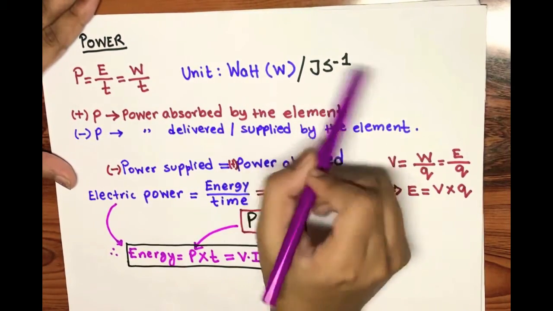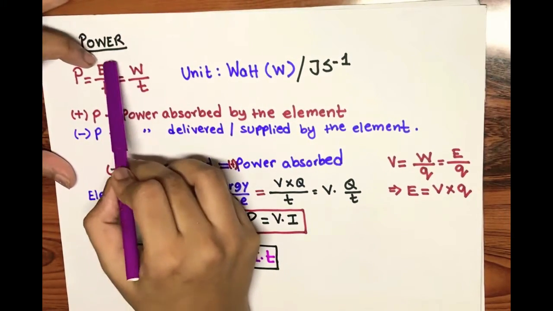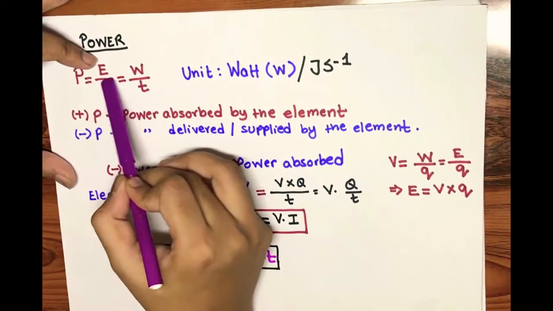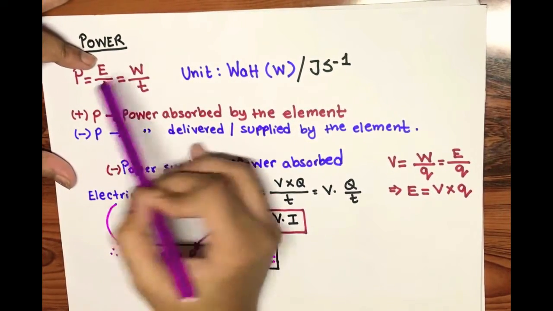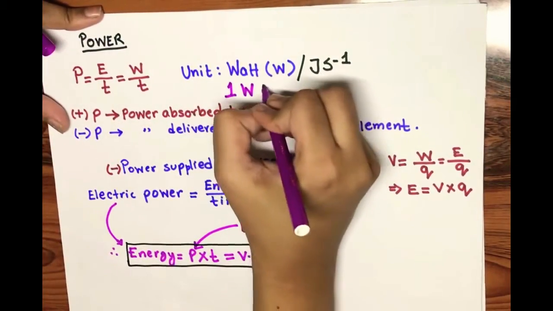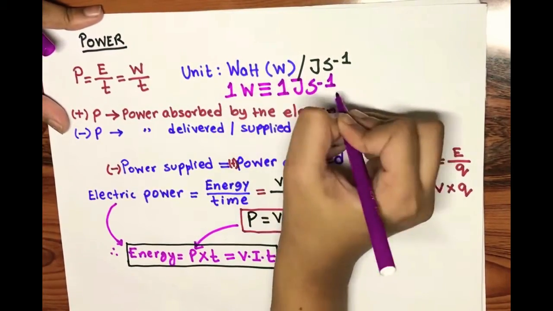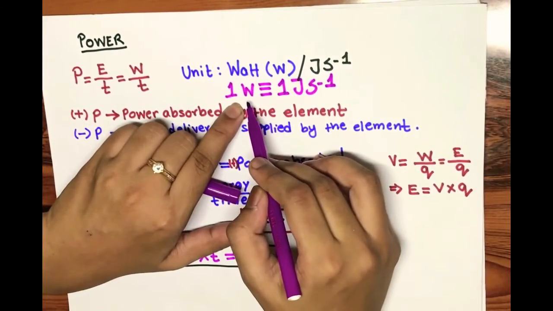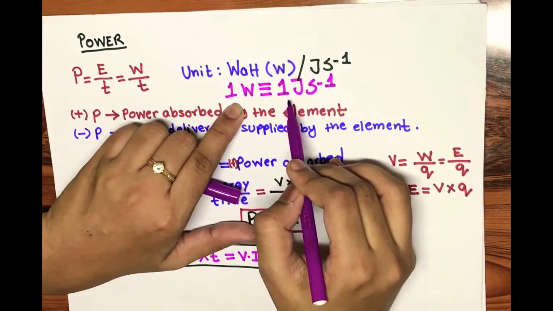The equivalent unit can be deduced from the equation. From this equation, we can see that the SI unit of energy is joules and the SI unit of time is second. So the equivalent unit of power is joule per second. We can say that 1 watt is equivalent to 1 joule per second. So what is 1 watt? 1 watt represents that in 1 second, 1 joule of energy is transferred.